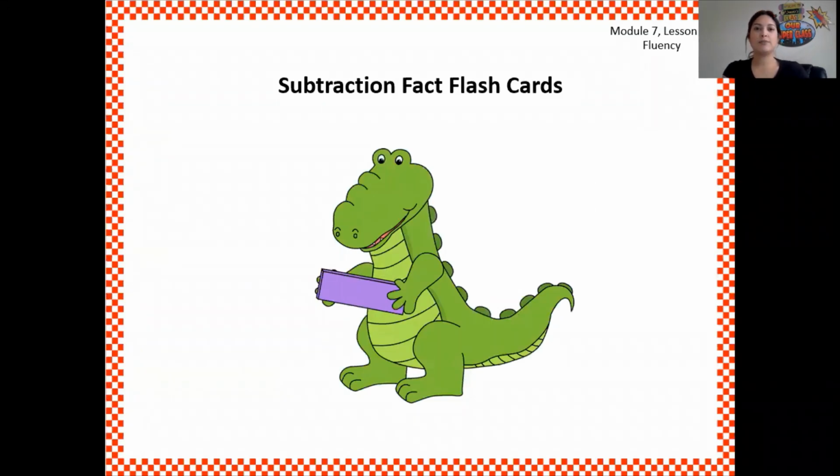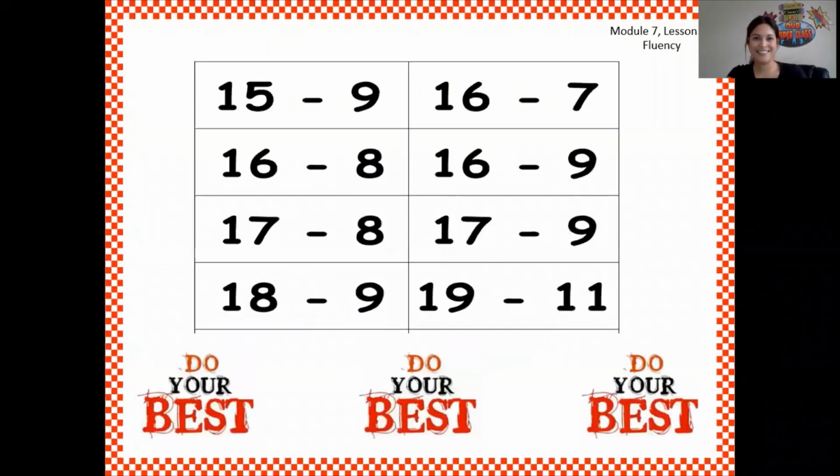First, let's do some subtraction fact flashcards. Ooh, let's get that brain working. Here we go. The first question is, remember, if I go too fast, you can pause the video, answer, and then come back to see if you got the right answer. Here we go. First problem, 15 minus 9.